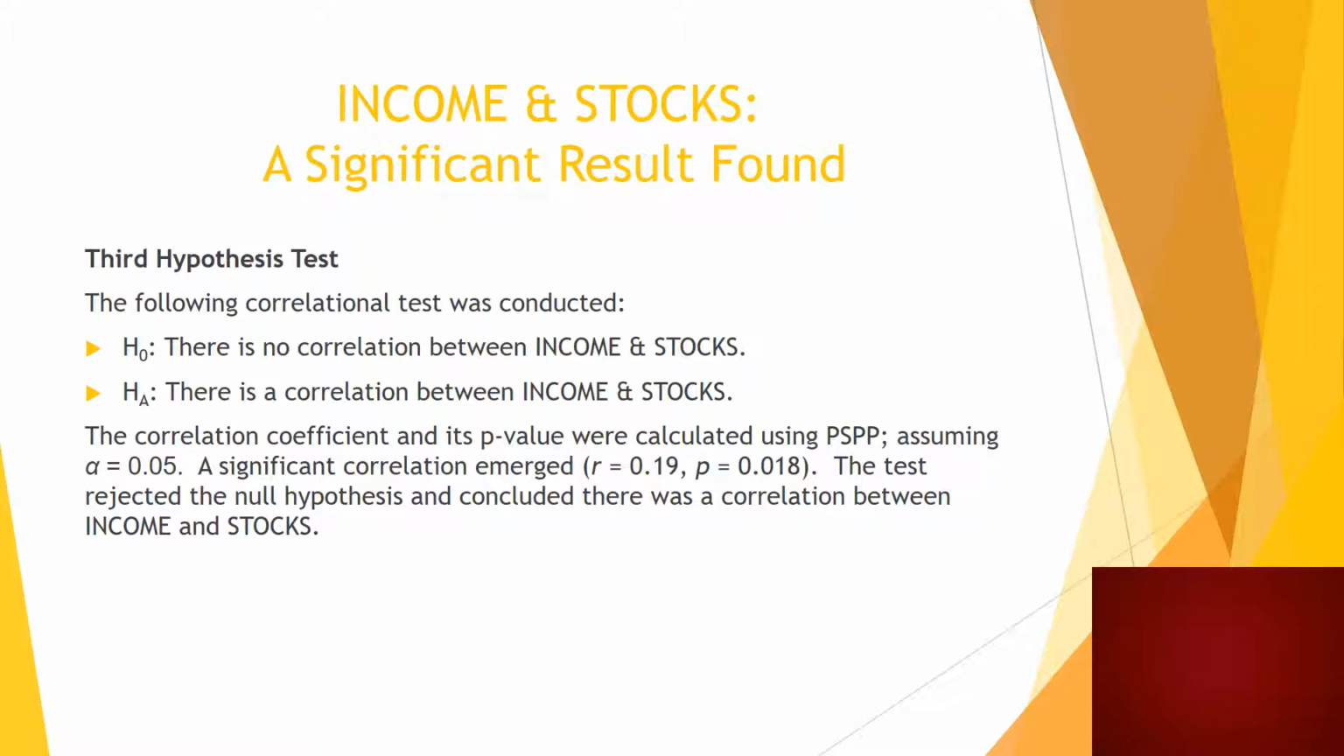We did find a significant correlation here between income and stocks with an R value of 0.19 and a p-value of 0.018. So we were able to reject the null hypothesis and conclude that there was a correlation between these two variables, income and stocks.